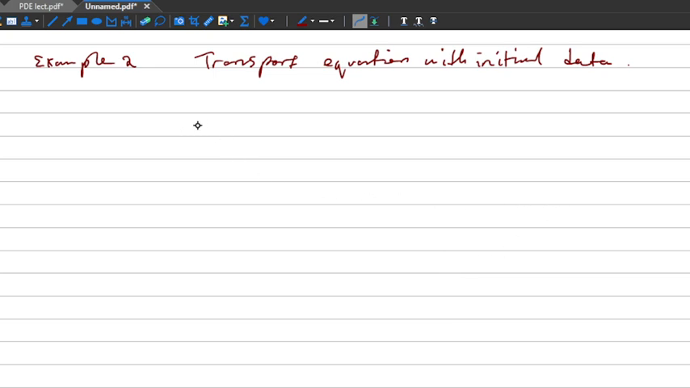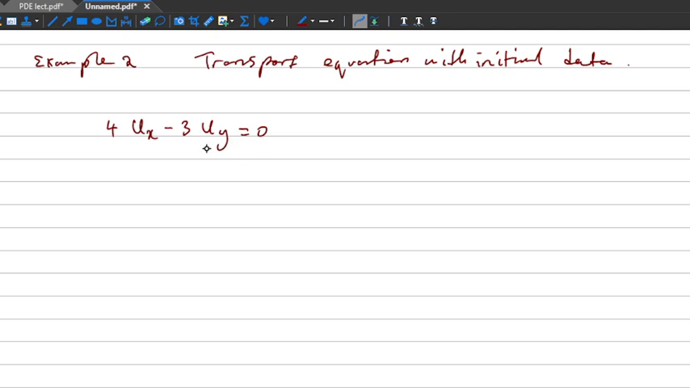So we're going to solve transport equations with initial data, right? Then we'll look at some nonlinear transport equations. Did we have any in this question? Okay, we didn't have. Okay, we'll start from here, then we'll look at some nonlinear transport equation with initial data. So suppose we have f of ux minus 3 uy equal to 0, right?